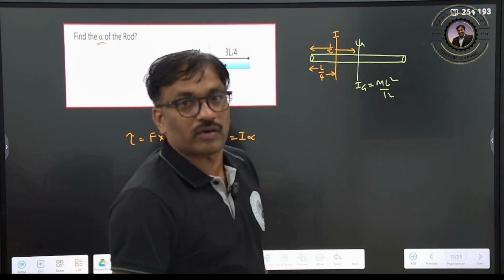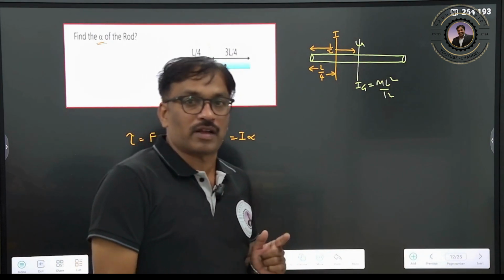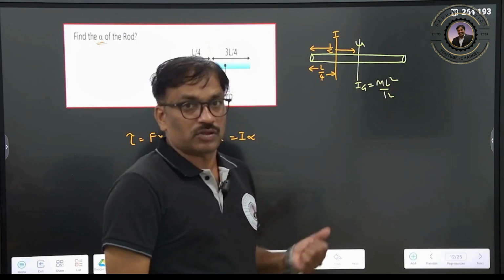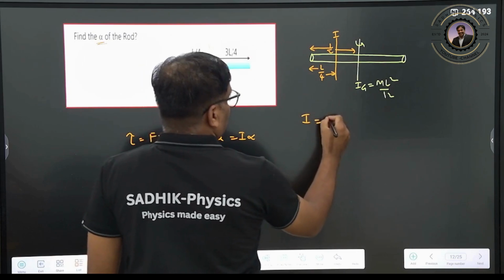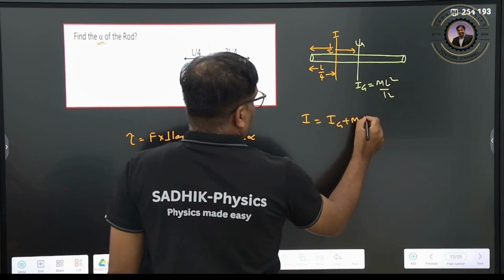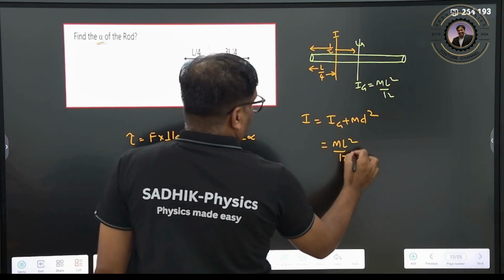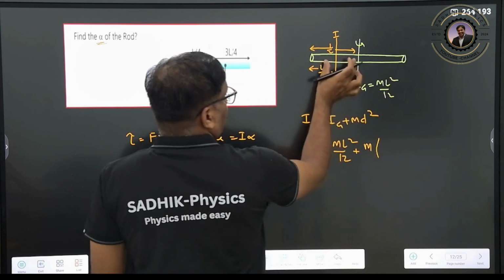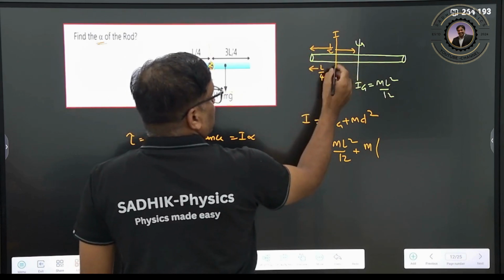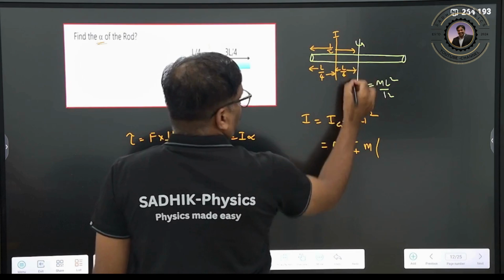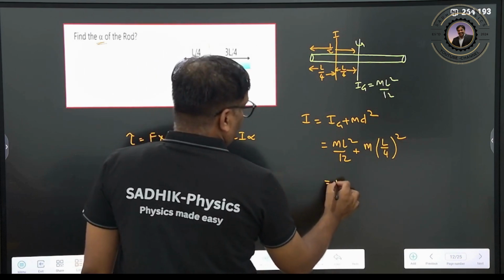How to calculate it? You have to use the parallel axis theorem. I already discussed the parallel axis theorem in moment of inertia part 2, so please go through it. Here the parallel axis theorem is I is equal to Ig plus md square. Ig is ml square by 12 plus m into, what will be the distance here? This distance is L by 2, this distance is L by 4, and this distance is also L by 4. So it is L by 4 whole square. Clear?